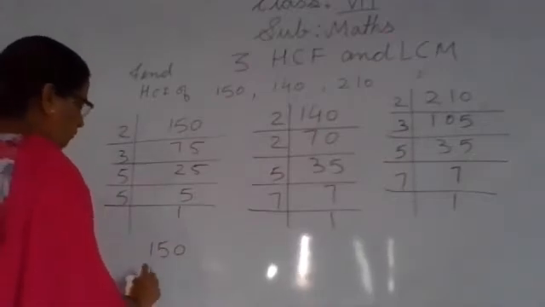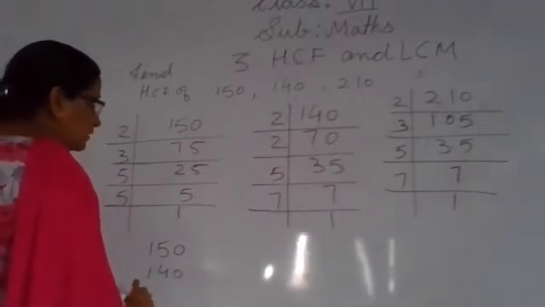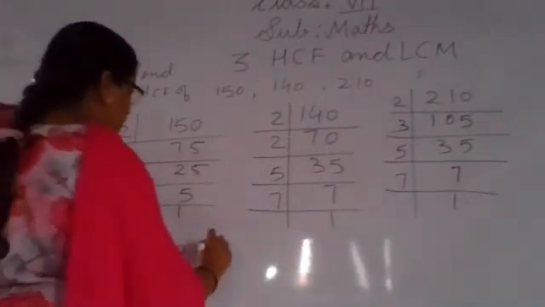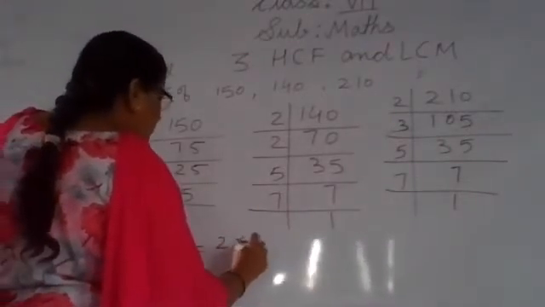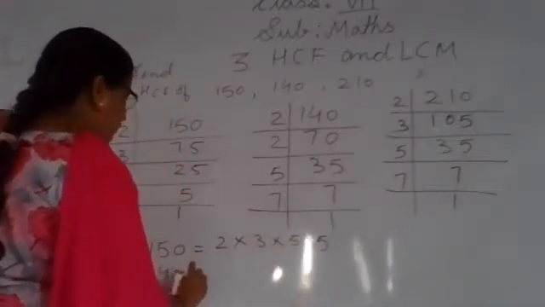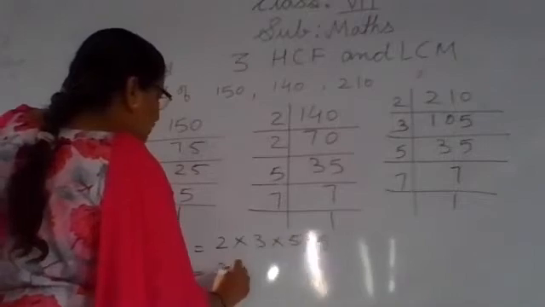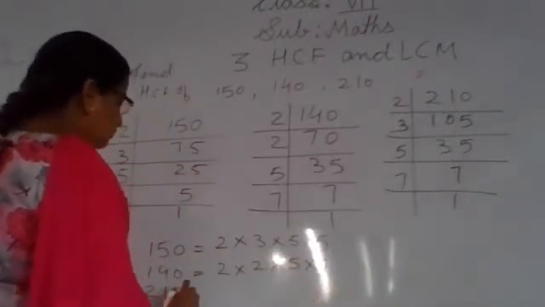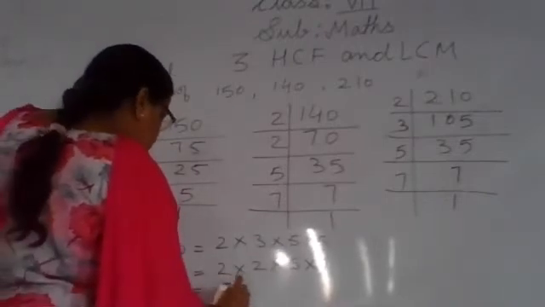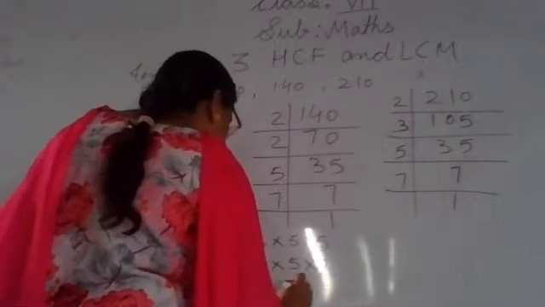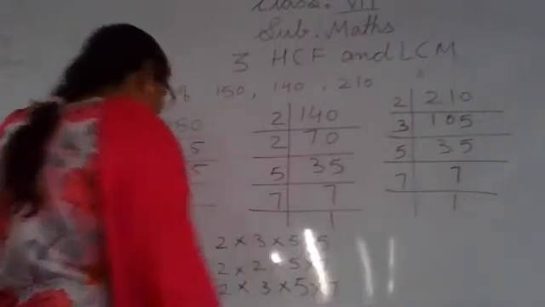150, 140 and 210. 150 is 2 into 3 into 5 into 5. 140 is 2 into 2 into 5 into 7. And 210 is 2 into 3 into 5 into 7.